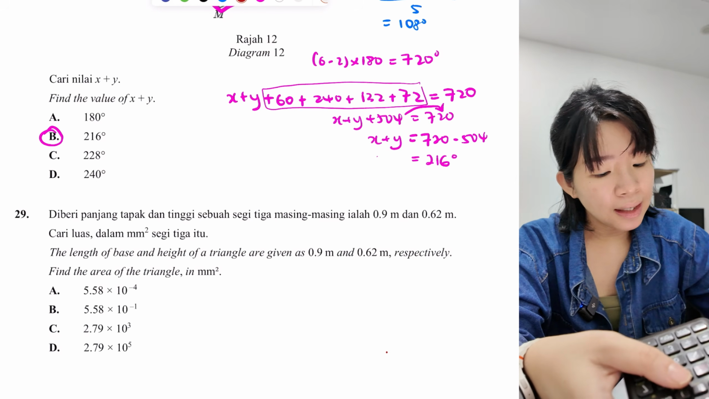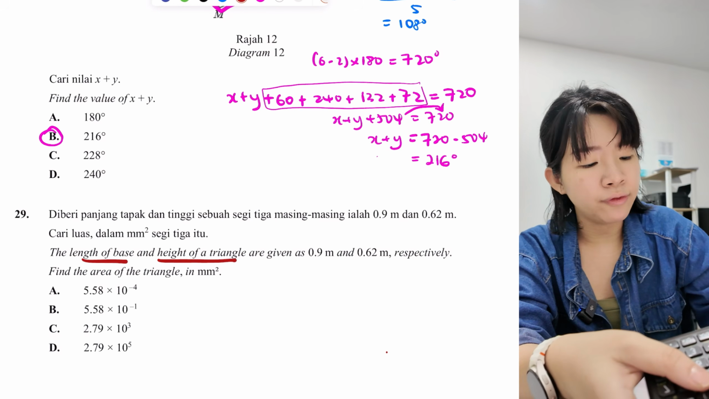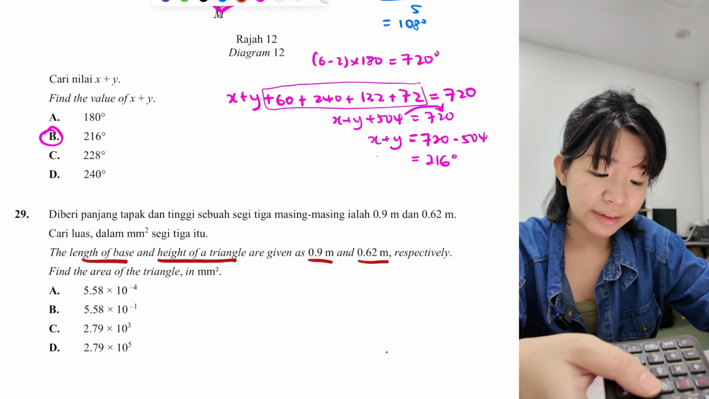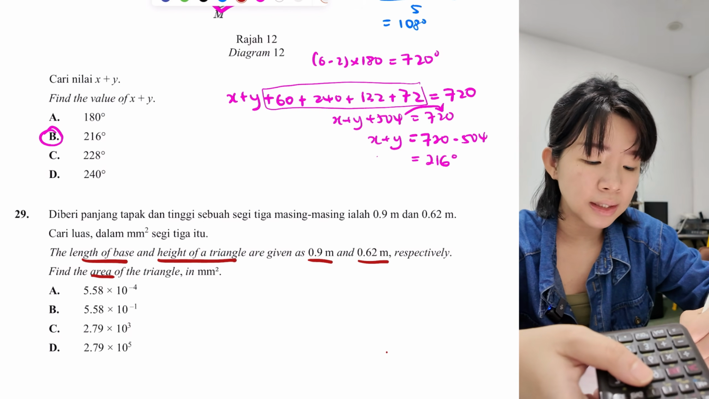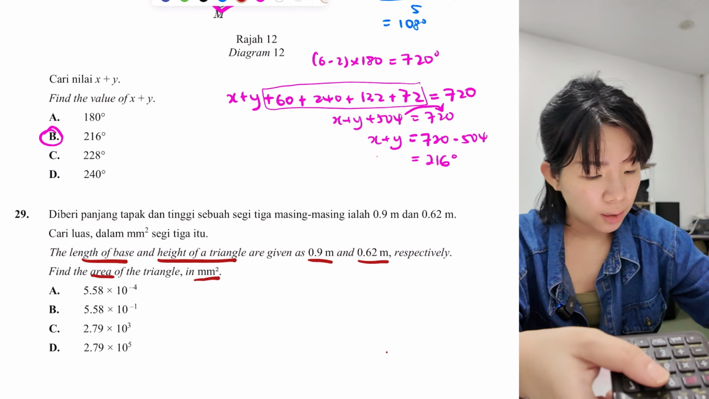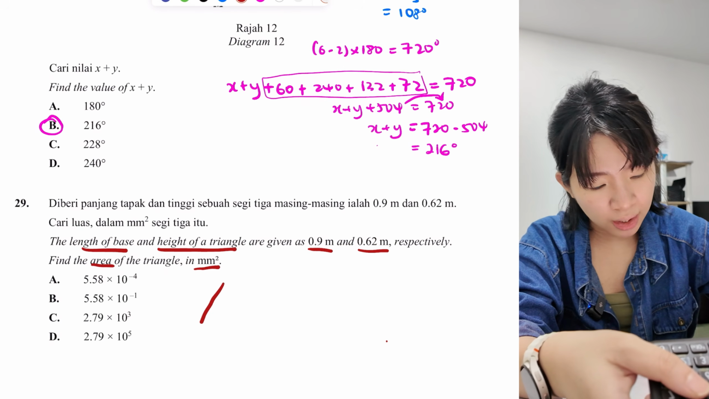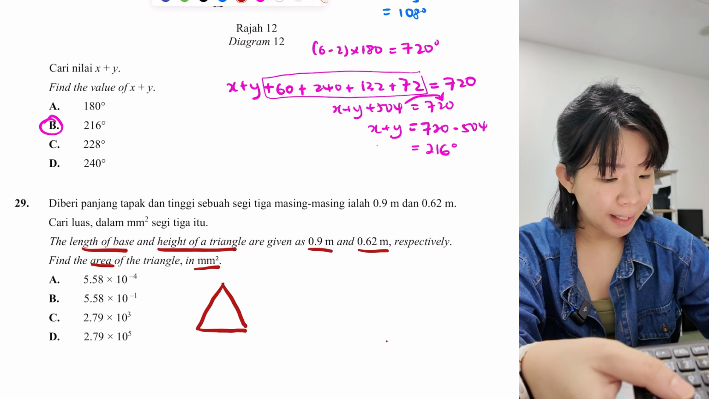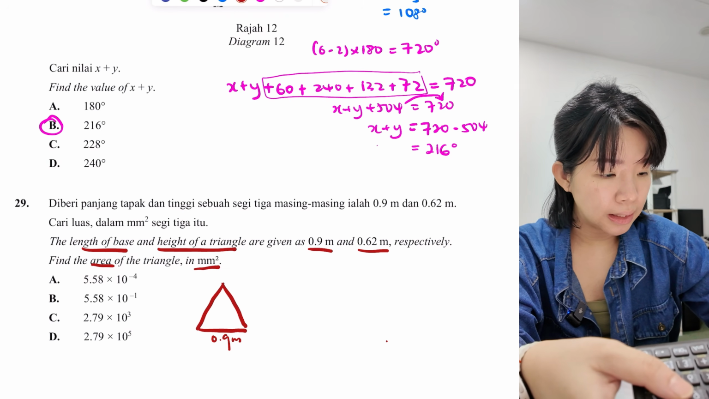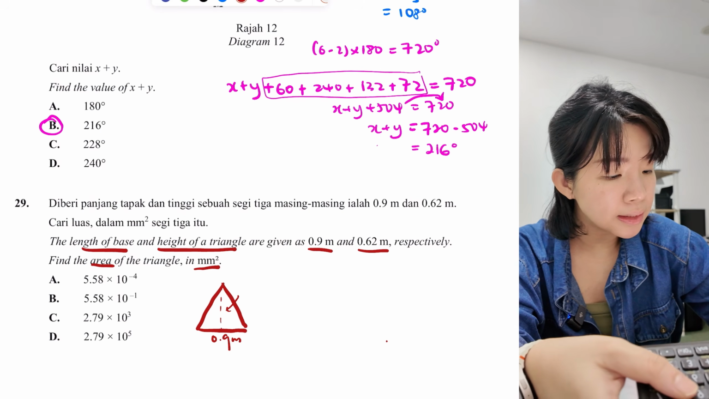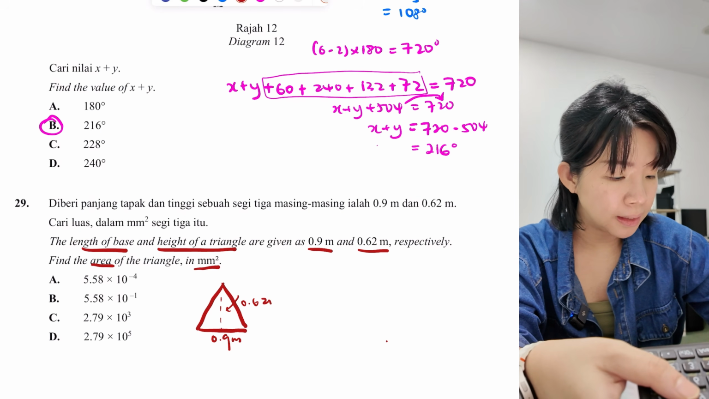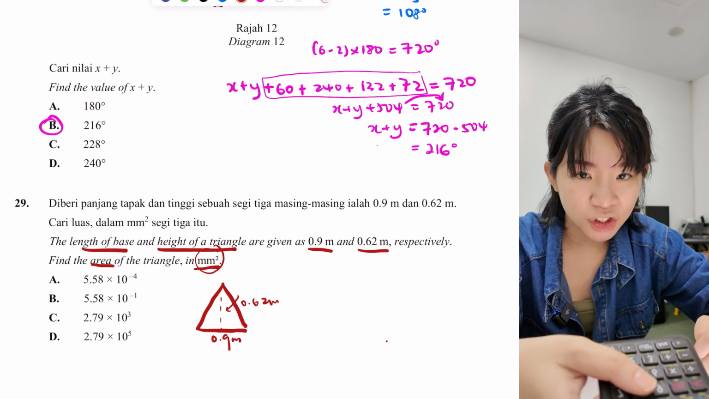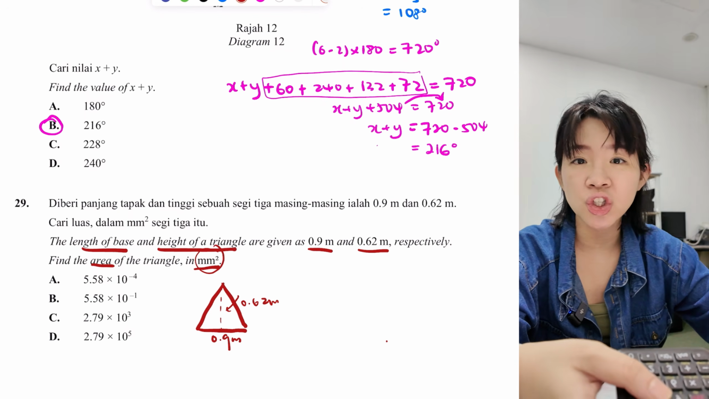Here they say the length of the base and height of a triangle is given as 0.9 meter and 0.62 meter respectively. Find the area of the triangle in mm square. They mentioned a triangle, so we can sketch out the triangle. The base given is 0.9 meter. The height given is 0.62 meter. At the end, the area they want is in mm square. So my suggestion is to change the unit now.